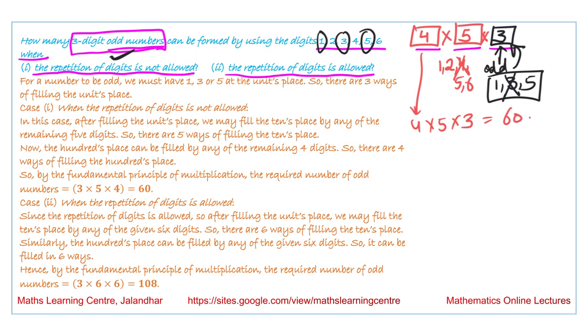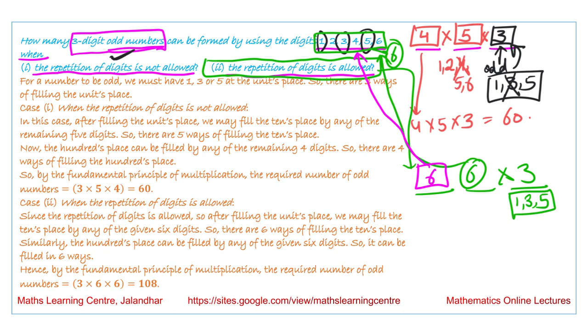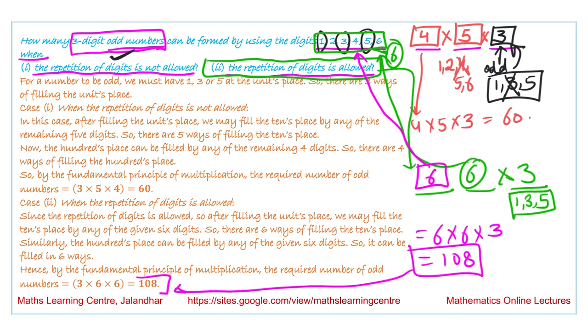In the second case, we are told the repetition of digits is allowed. Again we are talking about 3 numbers over here, the options 1, 3 and 5. So any one of these 3 can be kept at this place. Now repetition is allowed. The total number of digits we have is 6. So at this place we can choose any one of these 6 numbers. For this next place we can also choose any one of these 6 numbers. So the answer is 6 into 6 into 3, which is equal to 108.